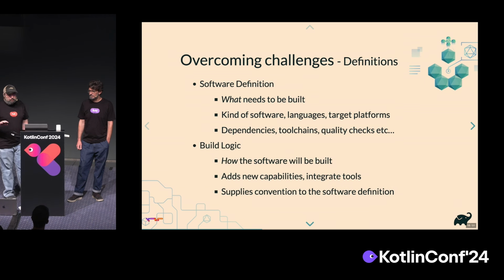And then there's build logic. These are how the software is going to be built. These are new capabilities I want to add to it. These are integrations I want to have with the build process with something else. I want to provide conventions for my software definition, so that as a software developer, I don't have to specify everything. I just get some conventions, some default values.